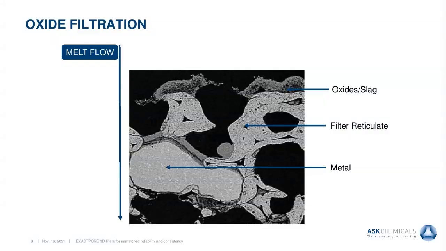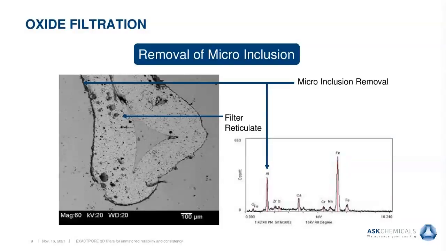When we look at this representation or cross-section of a filter, we see some of the large oxide slags being trapped on the filter surface. These oxide inclusions in slag are too large to be transmitted through the pore size of the filter. When we zoom in on a filter web, we can see some of the removal of the micro inclusions. In this image, the metal is flowing from left to right. The dark layer is an accumulation of micro inclusions on the filter web surface.